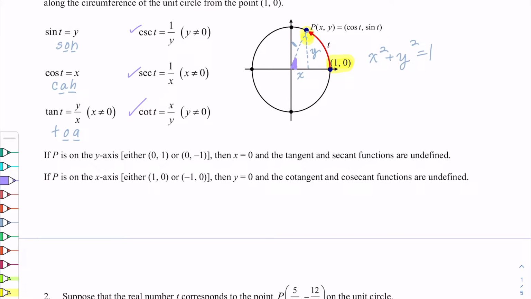So if P is on the y-axis, okay, now let's talk about where that would be. If P is on the y-axis, it's going to be either 0, 1 or 0, negative 1. So there's 0, 1 or 0, negative 1. Then x is equal to 0, and the tangent and the secant functions are undefined at both of those places. Now, if P is on the x-axis, either 1, 0 or negative 1, 0, as you can see here, the cotangent and the cosecant functions are undefined, okay, because there the y values are equal to 0.